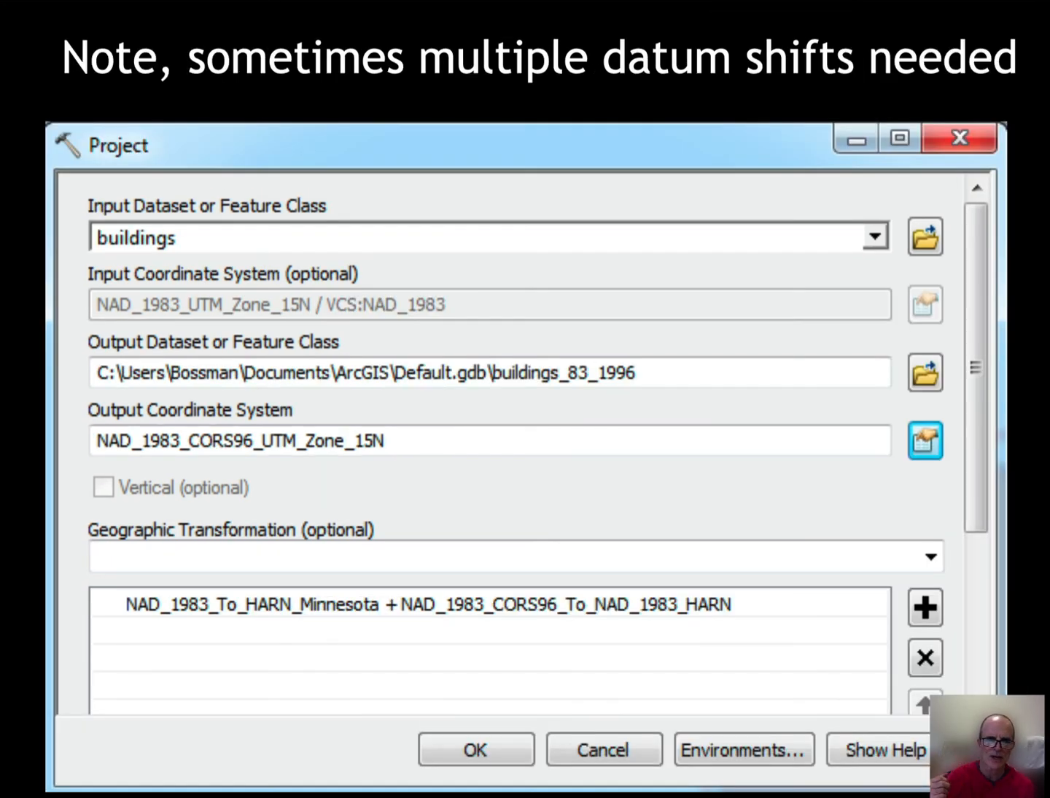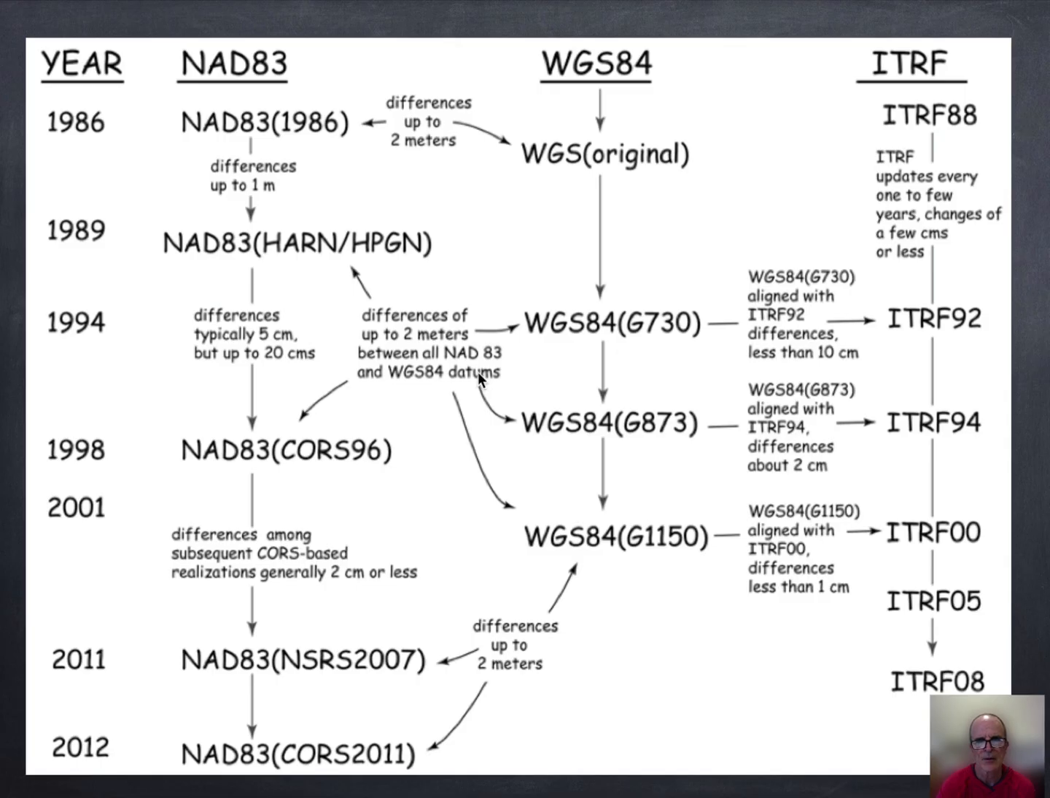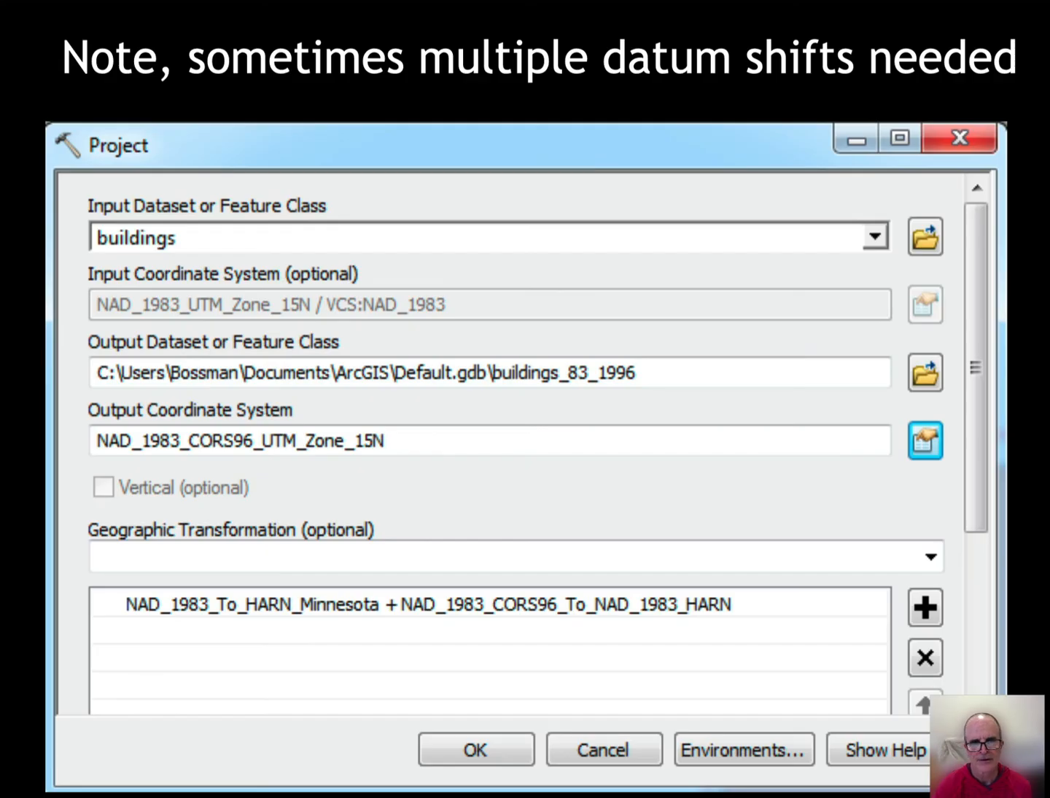Now, sometimes when you have to go up multiple and across, you'll see these plus signs because it's saying, oh, I need to do two, right? From the NAD 83 to the HARN, Minnesota, and then from the HARN to the CORS 96. So it's going from NAD 83 to the CORS 96, but it has to do this HARN one in between. It's basically saying, I want to go from here to here, so I'll do this transformation, then this transformation to get back. So that's why it sometimes gives you these weird ones. It'll give you various choices.